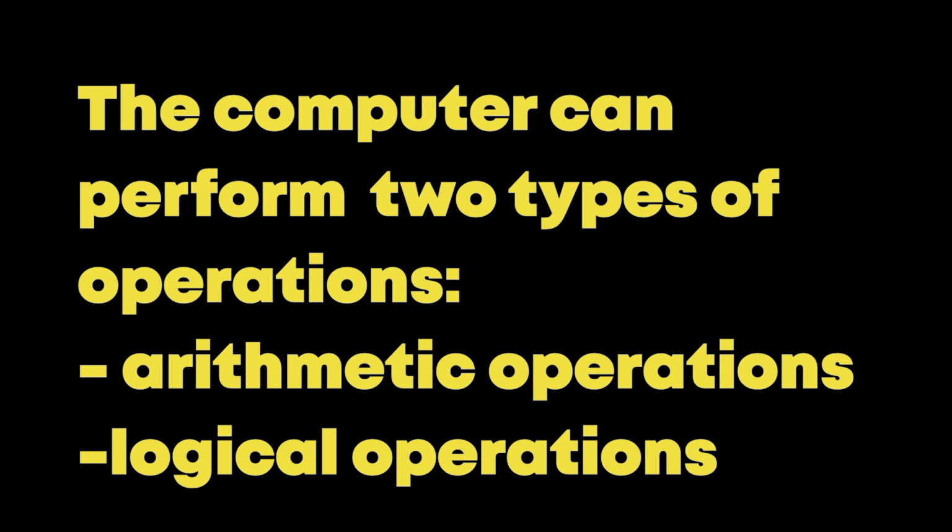The computer can perform two types of operations: arithmetic operations and logical operations. Arithmetic operations include addition, subtraction, multiplication, and division. Logical operations include comparisons, such as determining whether one number is equal to, greater than, or less than another number.